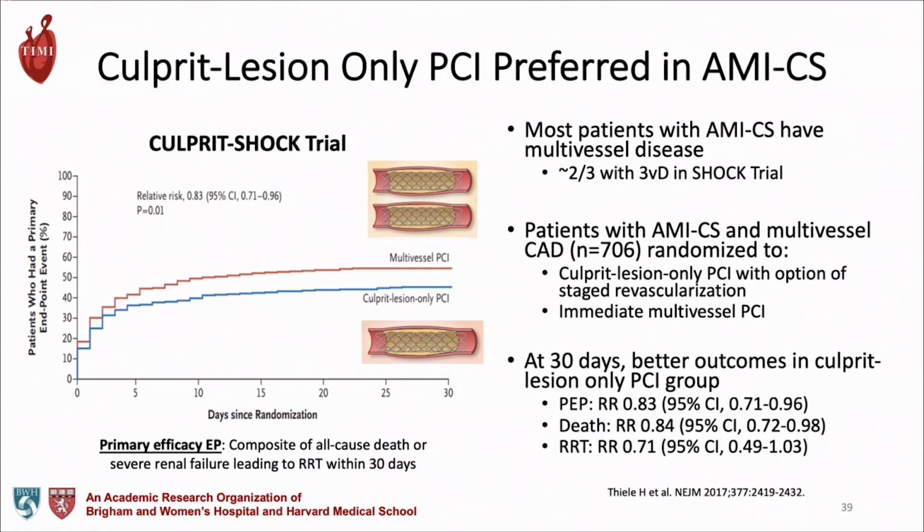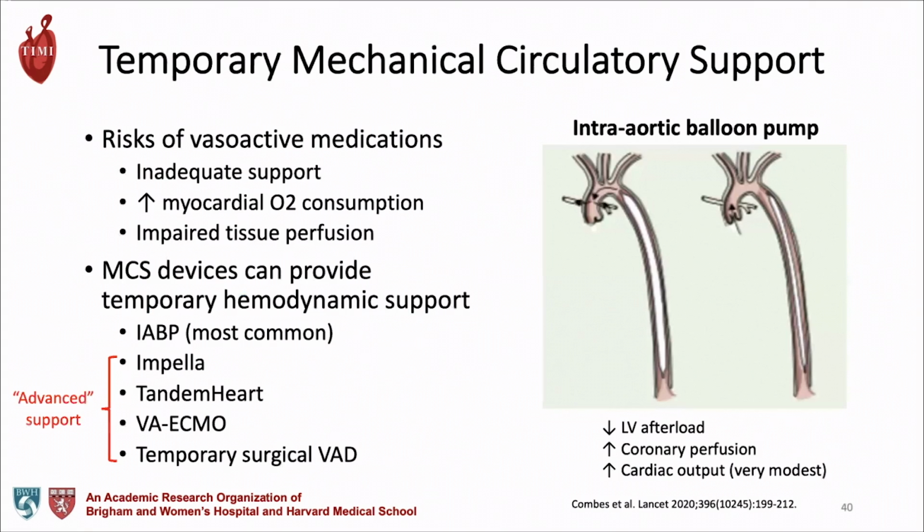Interestingly, the patients had better outcomes if they just got culprit lesion only PCI and not multi-vessel PCI. And so the notion there is to fix the problem and then get out of Dodge and get people to optimal critical care shortly thereafter, but not to focus on multi-vessel PCI up front.